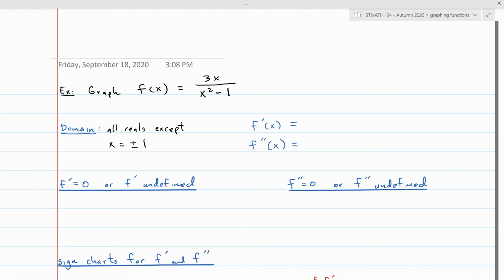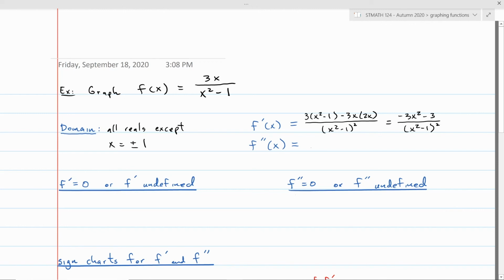Okay, now let's calculate our derivatives, first and second derivative. So if we use the quotient rule, we'll get 3 times x squared minus 1 minus 3x times 2x, all over x squared minus 1 quantity squared. And if we simplify that a little bit, we're going to get 3x squared, and then there's a minus 6x squared, so that'll be minus 3x squared, and then a minus 3, all divided by x squared minus 1 quantity squared. I'll leave it at that.